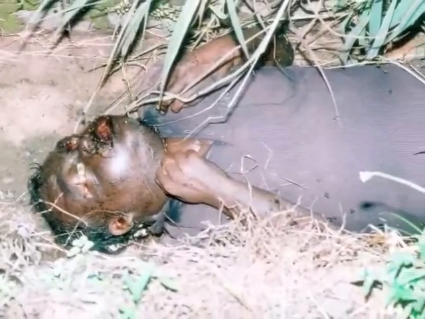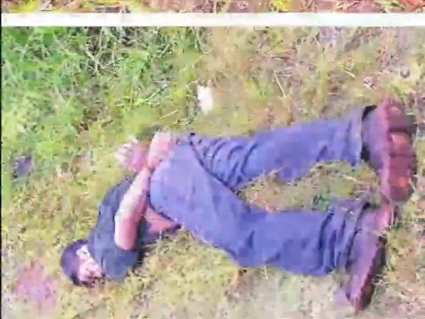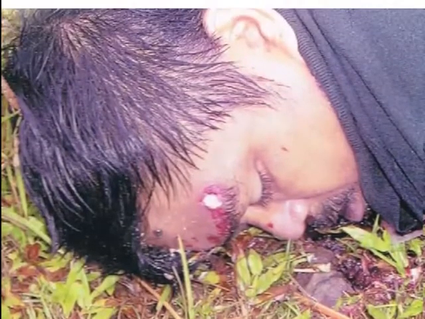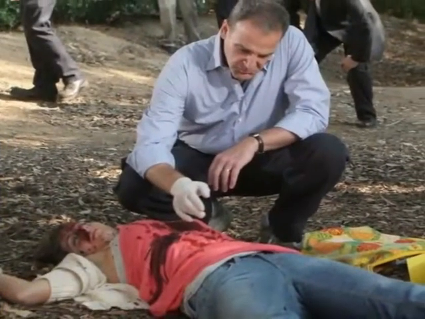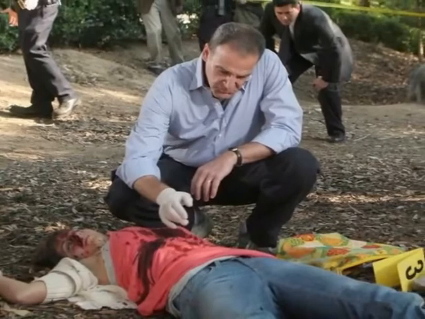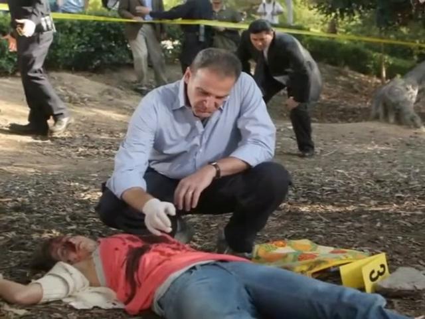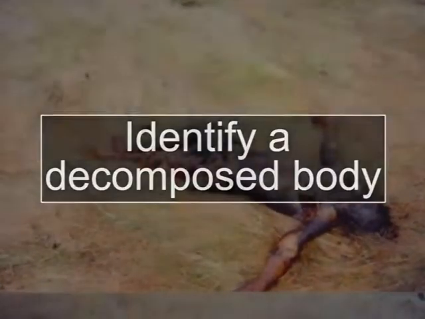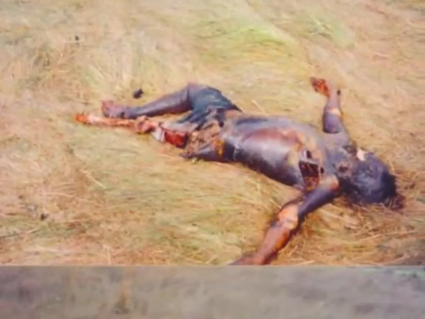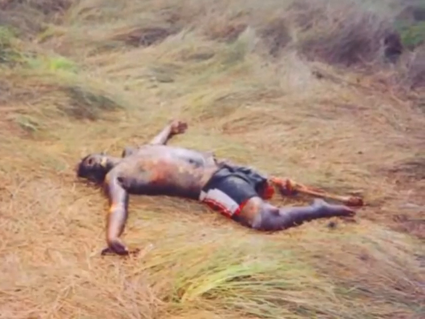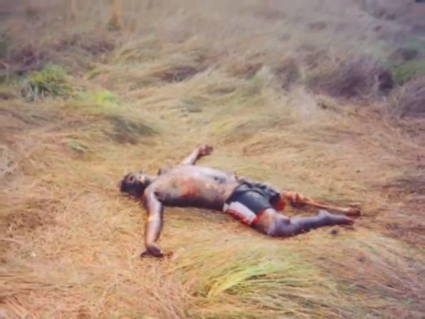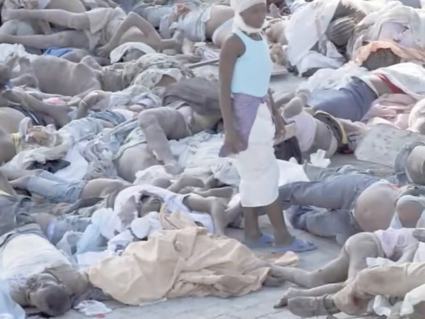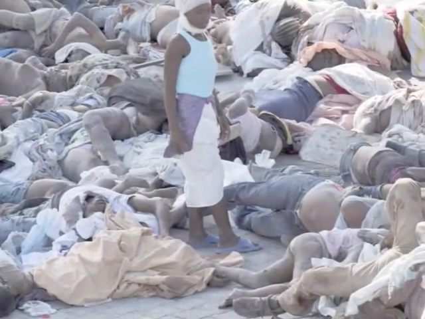Blood, semen, skin, or other tissue left at the scene of a crime can be analyzed to prove whether the suspect was or was not present at the crime scene. Identify a decomposed body. This is useful if the body is badly decomposed or if only body parts are available, such as following a natural disaster or battle.